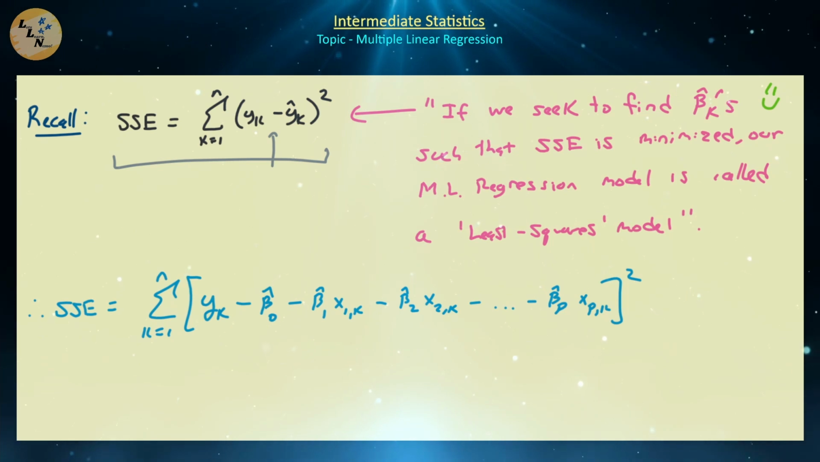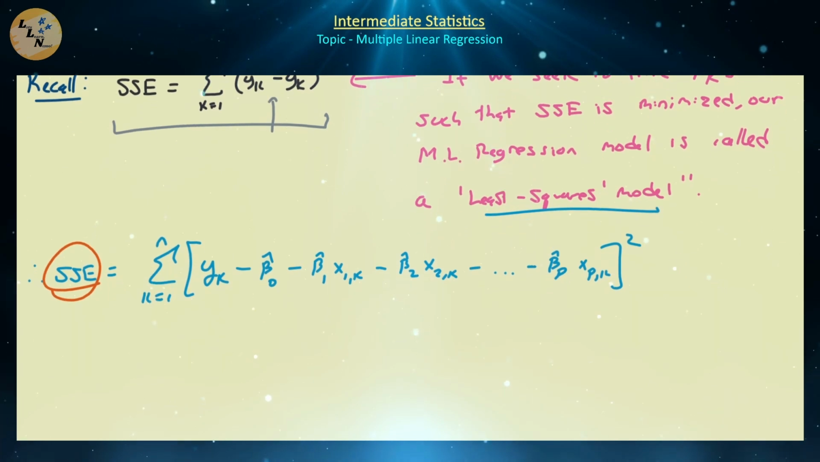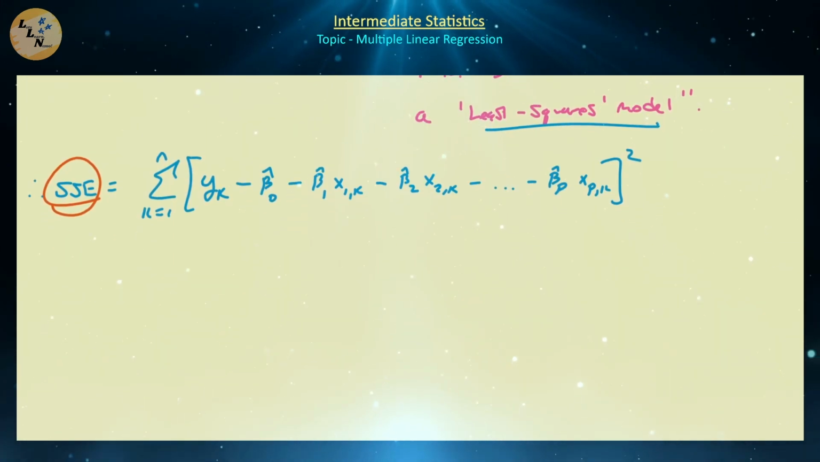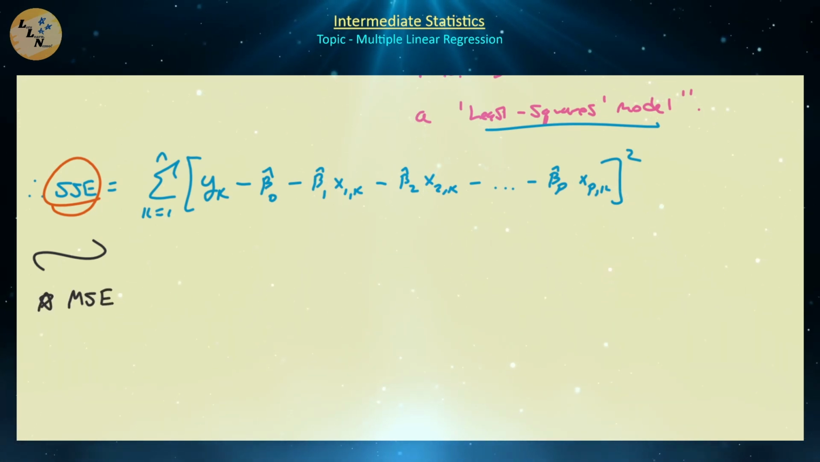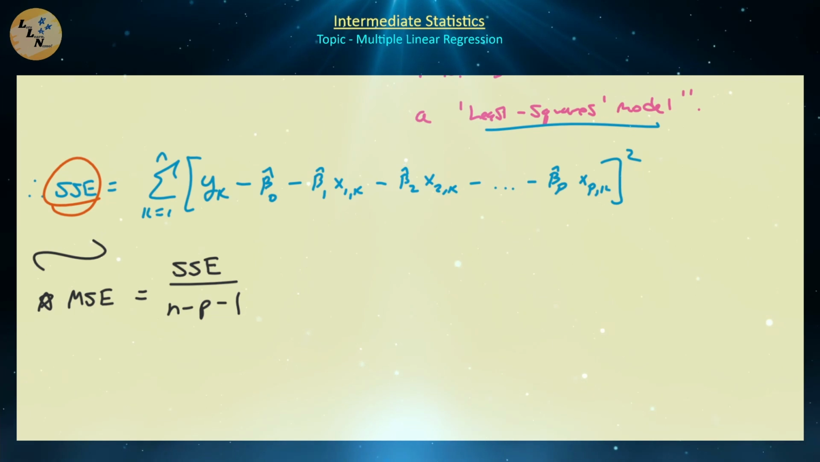So if we're going to be using a least squares model, we want to find these beta hat 0, beta hat 1, all the way down to beta hat p, such that SSE is minimized. If you remember how we test the appropriateness of a simple linear regression line in the ANOVA table, the SSE was one of the metrics in that table. There's another metric called the mean square error, often abbreviated MSE, and that's equal to SSE divided by n minus p minus 1.